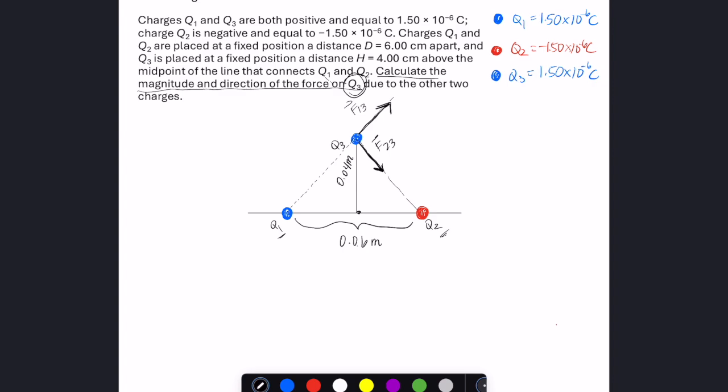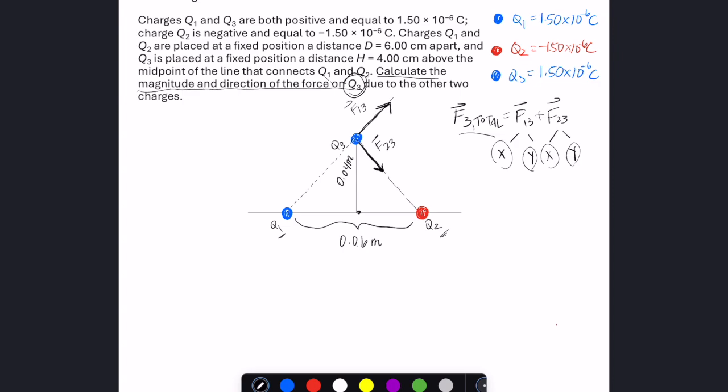So does this help us at all? Well, in order to find the net force on Q3, so if we want to find what the total force on Q3 is, we need to add vectors 1,3 and 2,3 together. And in order to algebraically add the vectors, we're going to need to find the x and the y components of each vector, so that we add the x's together and then we add the y's together, and then we get that total force vector. So that's what we're going to do.